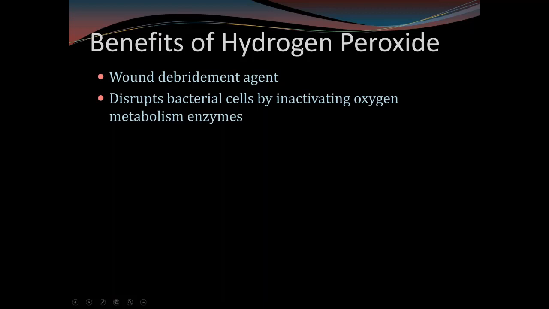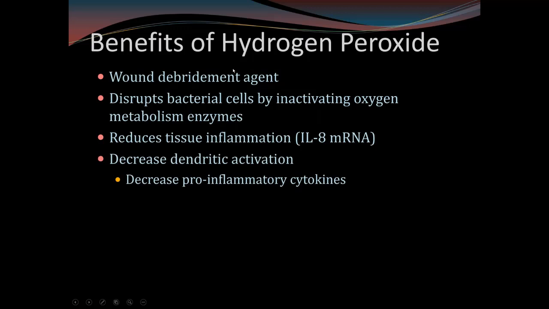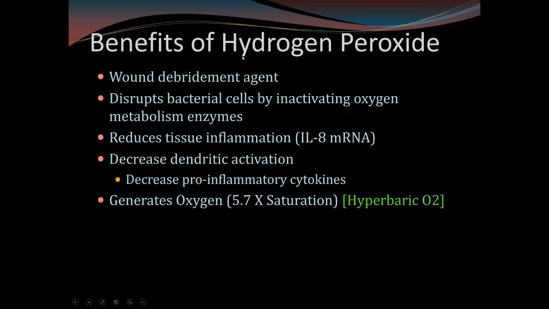This reduces your tissue inflammation, specifically your interleukin 8, which is one of the chemokines that your white blood cells make in response to the bacterial cell walls. It also decreases your pro-inflammatory cytokines from your dendrites. And because it generates oxygen at a higher concentration at 5.7 atmospheres, you are getting the benefits of hyperbaric oxygen, but it is only localized delivery. You're not having to put the whole patient into a hyperbaric chamber.